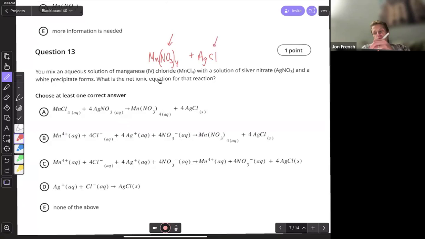Chloride will precipitate with silver, mercury, or lead, so that'll be our solid white precipitate. If manganese and nitrate don't precipitate, they're spectator ions, so we can remove them, right? Basically here would be our complete ionic, choice B. We're asked for our net ionic. To go from our complete ionic to our net ionic, oops, no, this would be our complete ionic. Ignore that.